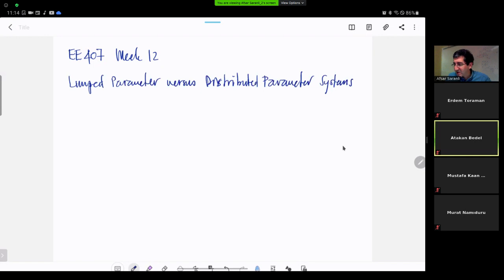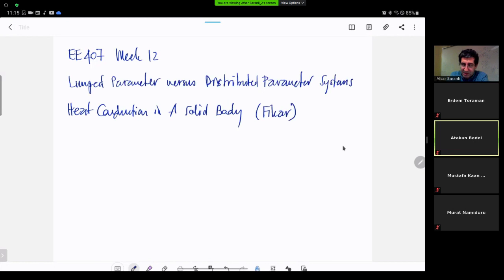because we will now study the heat conduction in a solid body, and this is taken from Fikar's book, so you can also go ahead and take a look at Fikar's discussion of this topic. This is a distributed parameter system, a distributed parameter system.